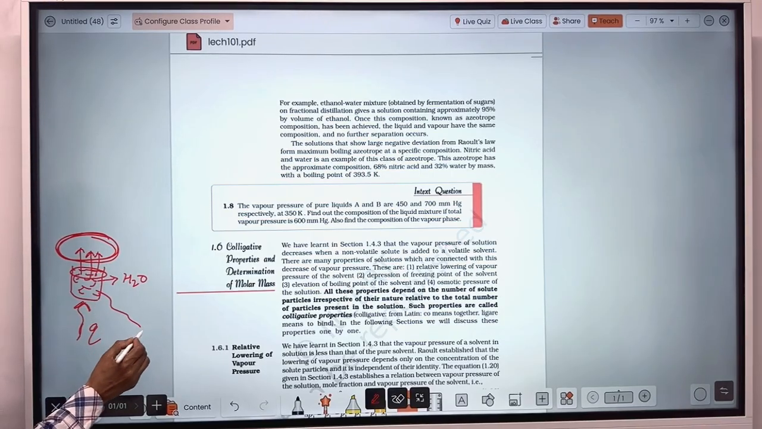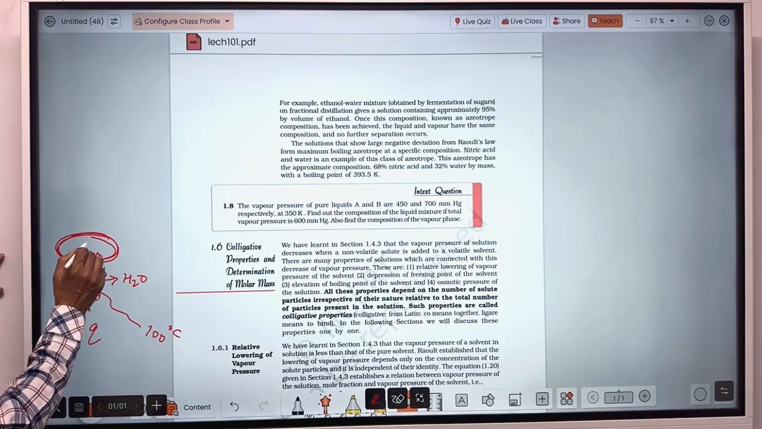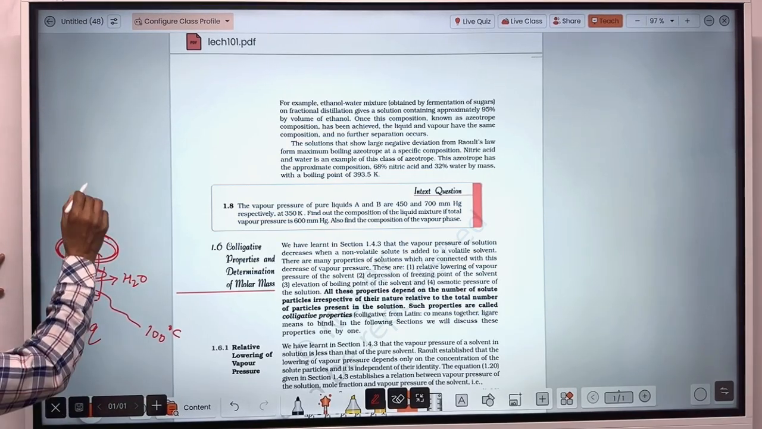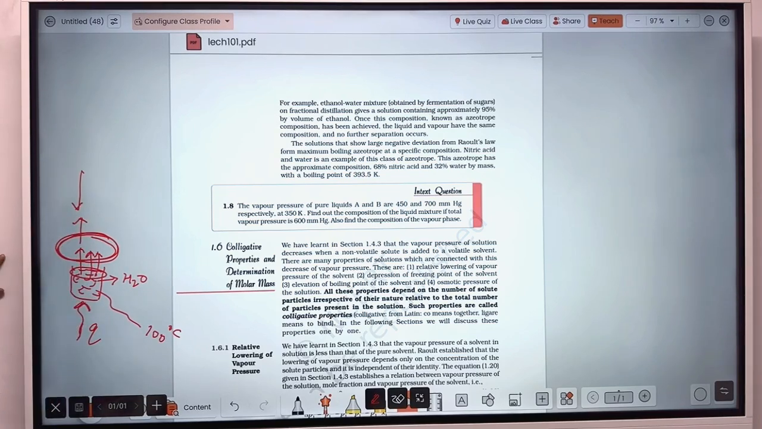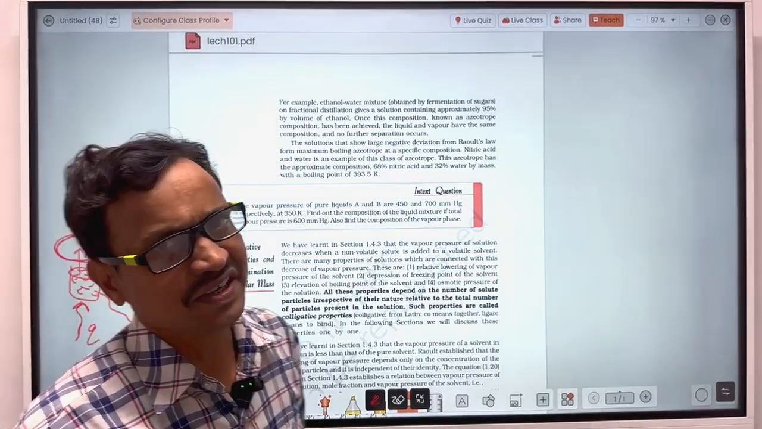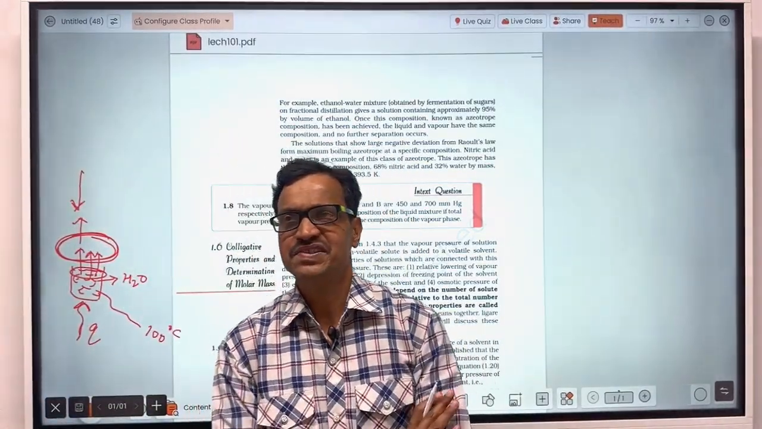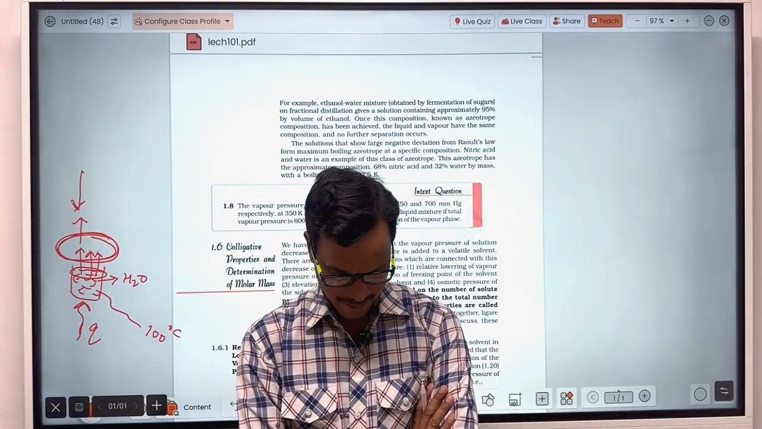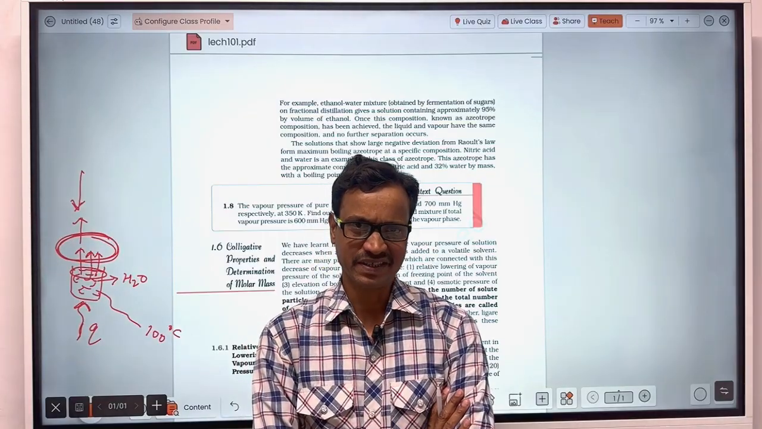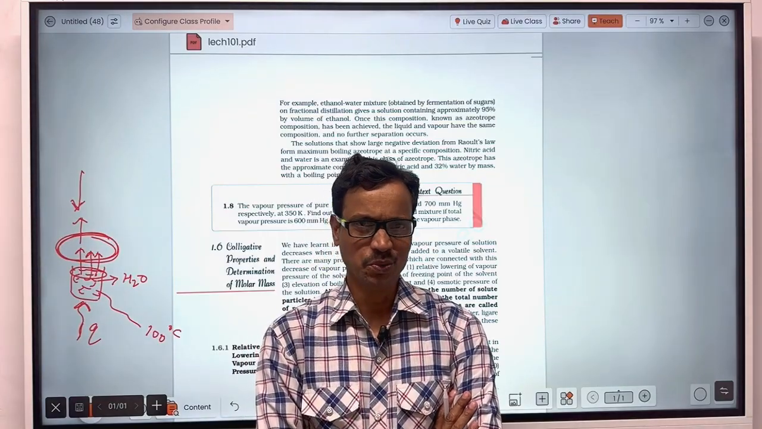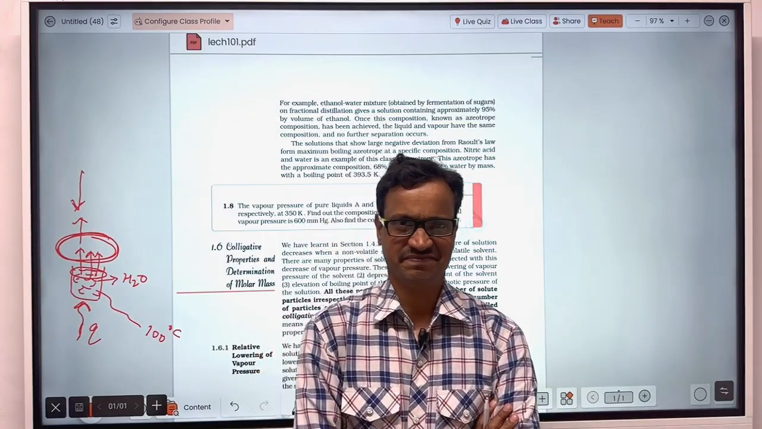What happens when the temperature becomes 100 degrees Celsius? When the temperature becomes 100 degrees Celsius, the vapor pressure of this liquid becomes equal to atmospheric pressure. That is called the boiling point. So boiling point is the temperature at which the vapor pressure of a liquid becomes equal to atmospheric pressure.